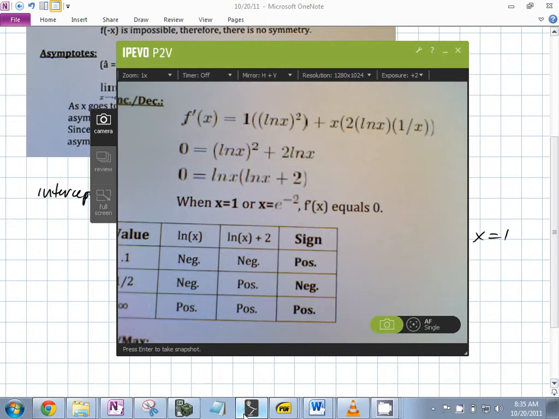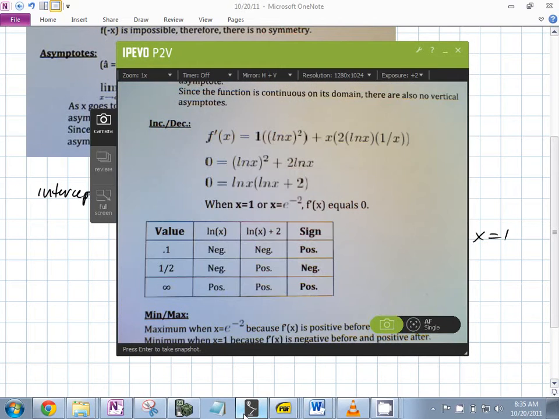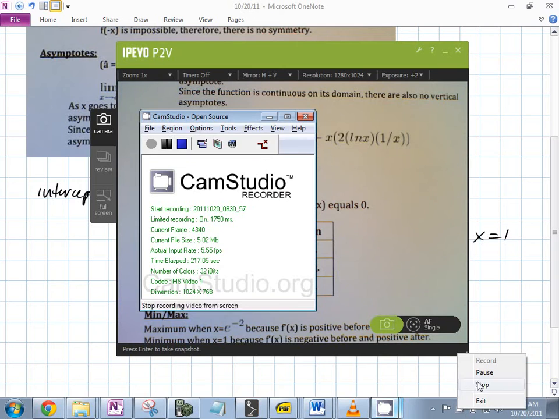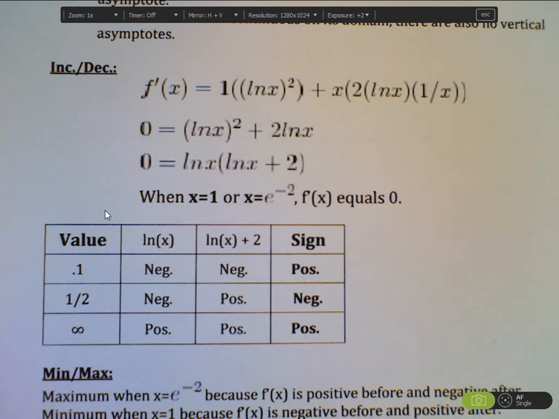Okay, so we have the first derivative. What did you have to do for a derivative? What rule were you using right there? Chain and product. And then you got that, and then you factored out ln x. I like that. Great. So when x equals 1 or x equals e to the negative 2, f prime of x equals 0. That's good. So then you made this chart because you're interested in finding out where it is increasing and where it is decreasing.